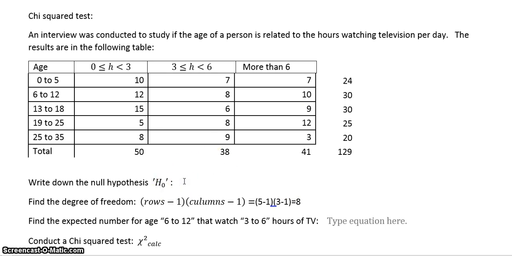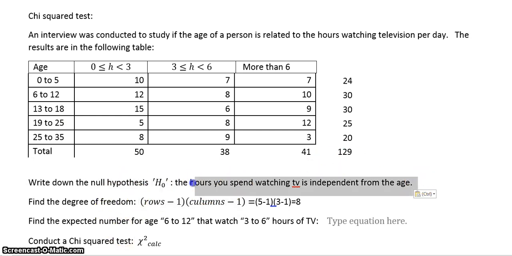So this study that we're going to do, this test, starts by writing the null hypothesis. The null hypothesis is a hypothesis for the independency. We will write here that the hours you watch television is independent from the age that you have. By doing the rest of the test, we are going to see if this is true or not. That way we are going to see if the variables are dependent or independent one from the other.